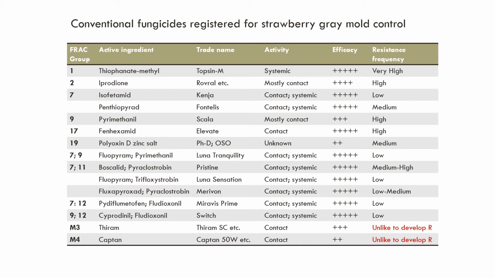Again, due to the nature of single-site fungicides, they are unfortunately all at risk for resistance development. Both Thiram and Captan are unlikely to develop resistance. They should be a backbone of your spray program. Now, in general, Captan has better efficacy towards anthracnose, whereas Thiram has a better efficacy towards Botrytis.